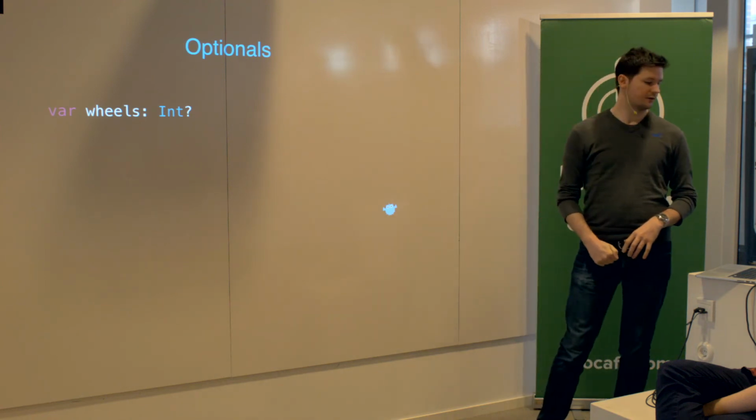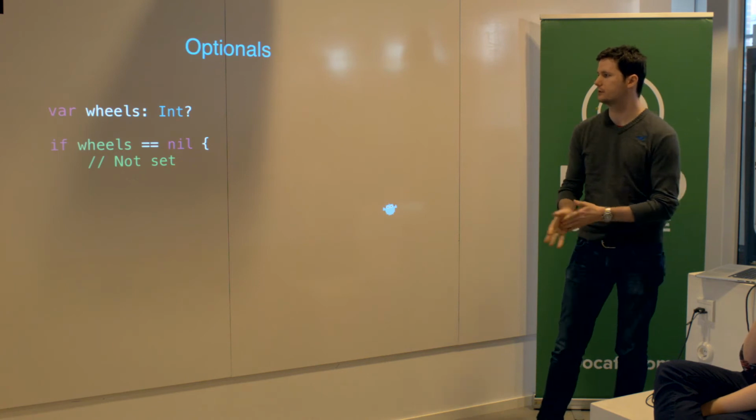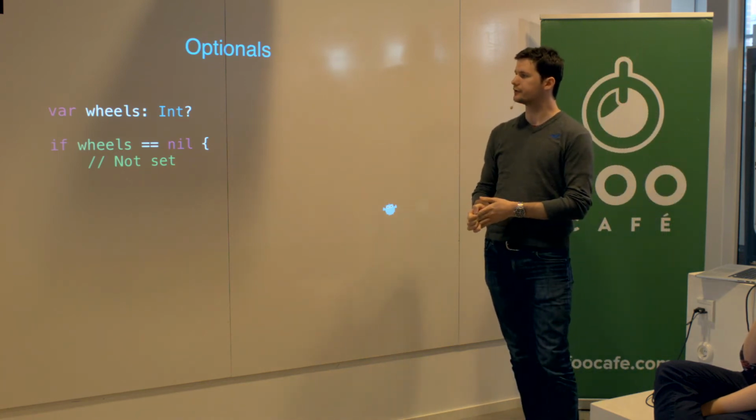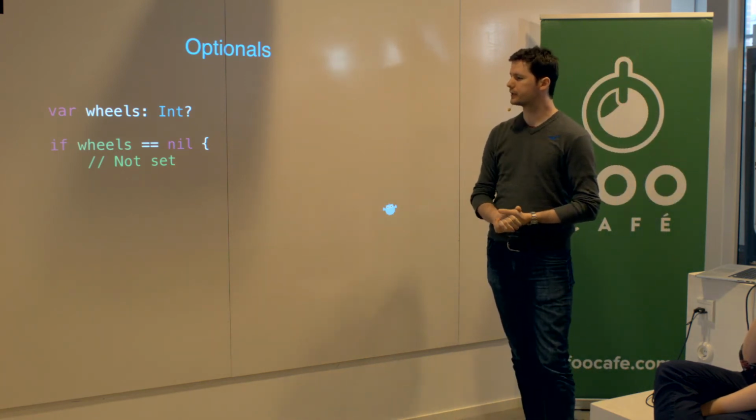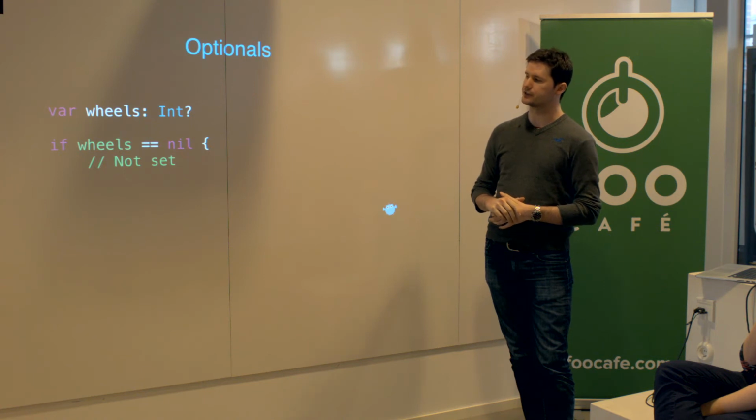So let's take a look at how we could use this. Let's say we have an optional int named wheels, and we want to take a look. Does wheels contain anything? Is it nil?